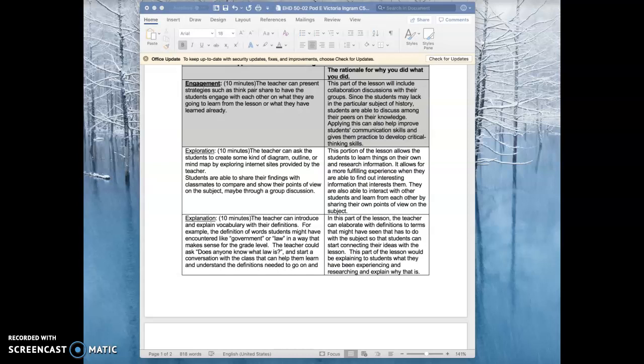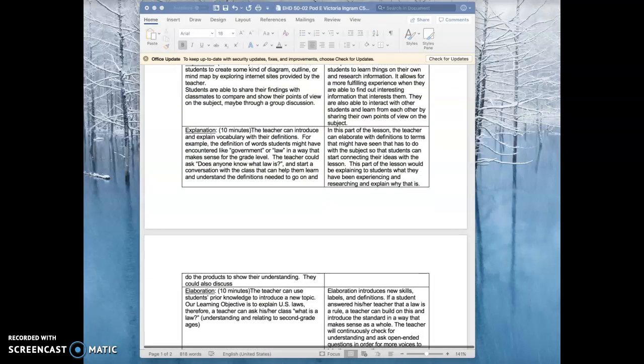The rationale for why we decided on this is because this portion of the lesson allows the students to learn things on their own and research information. It allows for a more fulfilling experience when they are able to find out interesting information that interests them. Therefore, they are also able to interact with each other and learn from each other by sharing their own points of view on this particular subject.